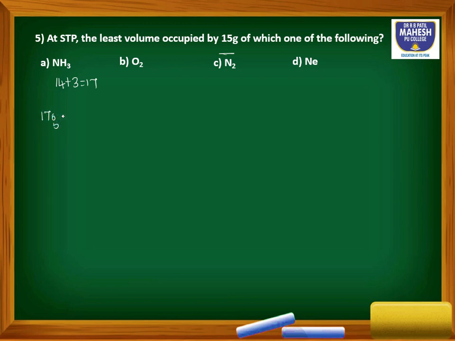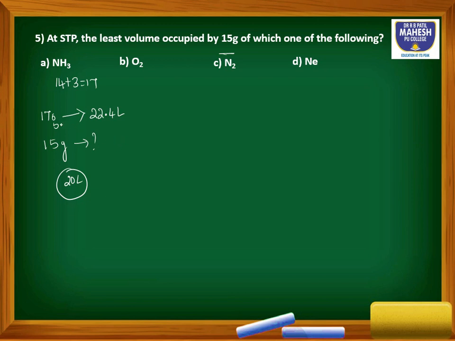17 gram of ammonia occupies the volume that is equal to 22.4 liters. Then 15 gram occupies how much? Students, it is near to 17, so hence I can say that near to 20 liters it is going to occupy, approximately. Sometimes in a competitive exam you need not calculate accurately, just by using simple logic you can solve it.